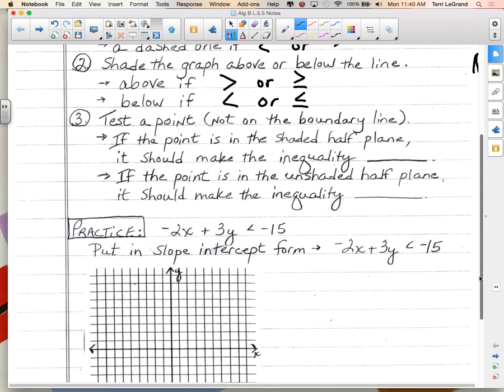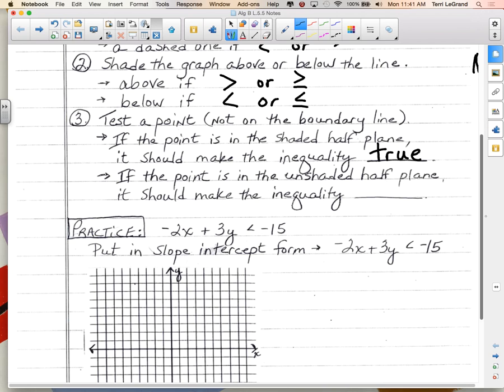True would be solid, false would be dashed. But we're not testing that, we're testing to see where we should shade. So when we test a point, we're going to pick one that's not on the boundary line. If the point is in the shaded half plane, it should make the inequality true. So the point that you pick, if it makes the inequality true, you know it comes from the shaded half plane. So shade that side.